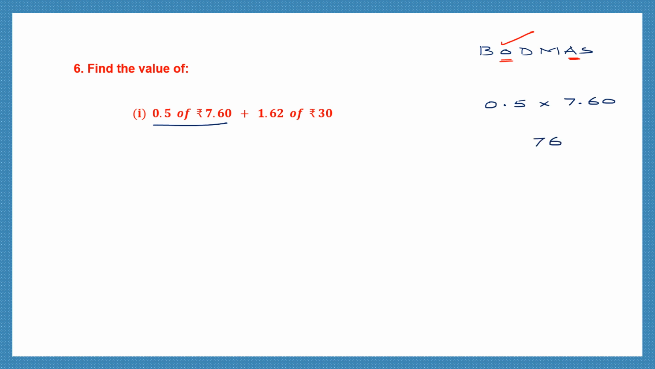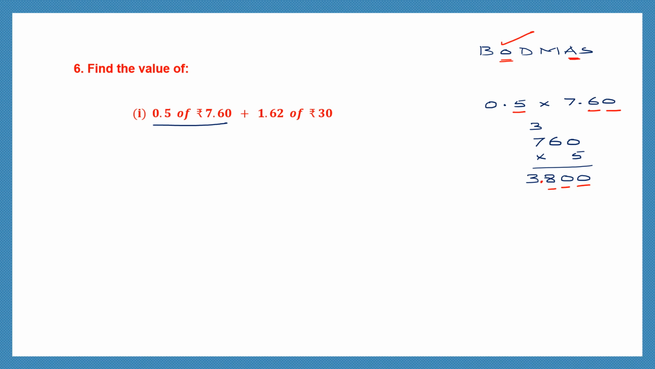Now 760 into 5. So 5 zeros are 0, 5 6s are 30, carry 3, 5 sevens are 35, 36, 37, 38. Now let's go back to the question and check the number of decimal places. 1, 2, 3. So our answer also should have 3, starting from the right to the left, 1, 2, 3, and put the point here.